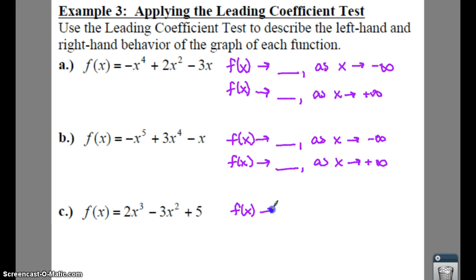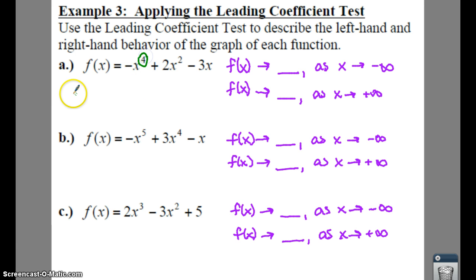Now the good thing about example 3 is we have a nice combination of even and odd polynomials. So for A, notice that it is an even polynomial. If it's even, that means your graph is either both opening up or both opening down. So then you look at your a value, where a is negative. That means your graph is going to be both opening down, so your y values are both going to negative infinity.